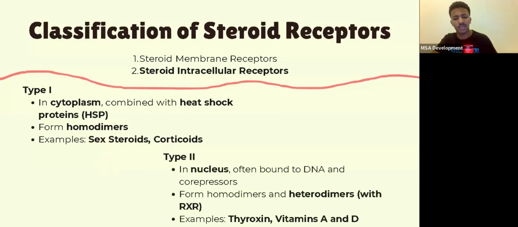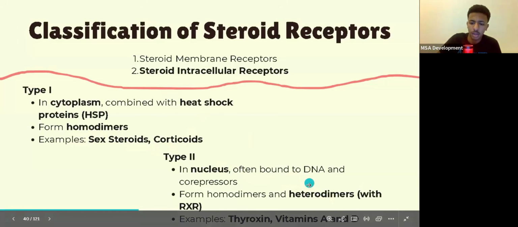Now, type 2 is kind of the opposite. It's found in the nucleus, that's the first thing. And it's often bound to DNA and co-repressors. Type 2 form heterodimers mainly with RXR. Even though they do form homodimers, the question is going to be which one forms heterodimers, if there's going to be a question, okay? So remember, homodimers type 1, heterodimers type 2. And the heterodimer is specifically with an RXR receptor. Homo is same, hetero is different, okay?